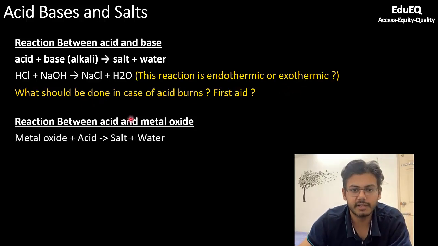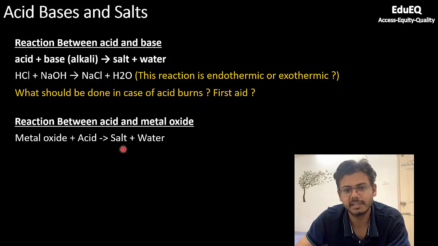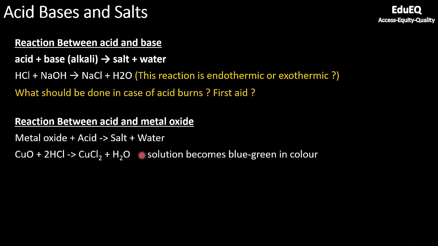Coming to the reaction between an acid and a metal oxide, again the same thing. Whenever a metal oxide reacts with an acid, it will form salt and water. To show one example, copper oxide, when it reacts with hydrochloric acid, forms a blue-green colored solution. This blue-green color is because of copper 2+ ions.